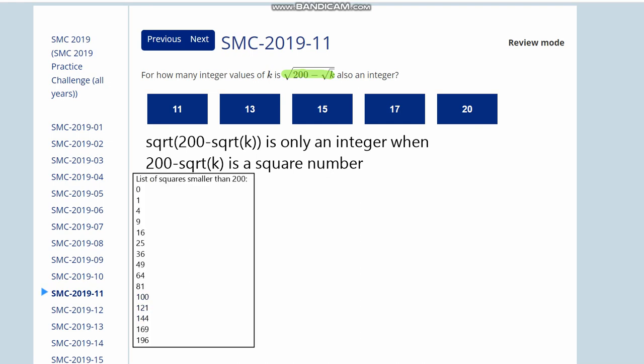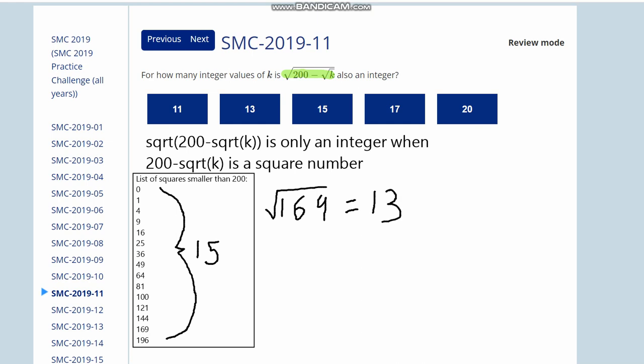Here is a list of all the squares which are smaller than 200. And if you were to count them all up, you'd see that there are 15 numbers. Any of these numbers inside a square root would give us an integer. For example, the square root of 169 is equal to 13. Therefore, the question is, can we find a value for k to get us to each of these square numbers?